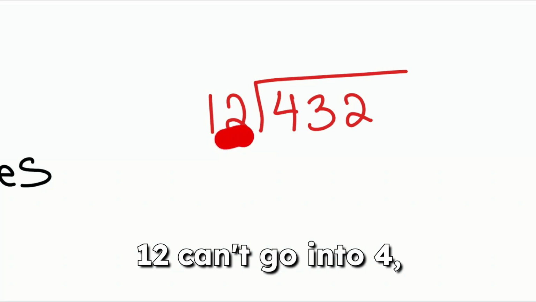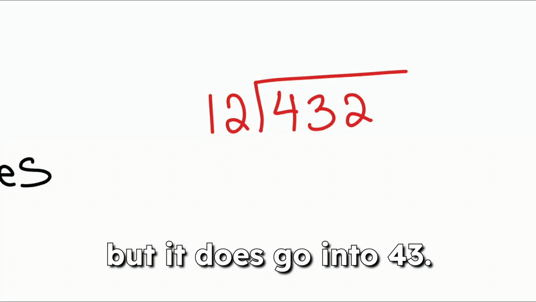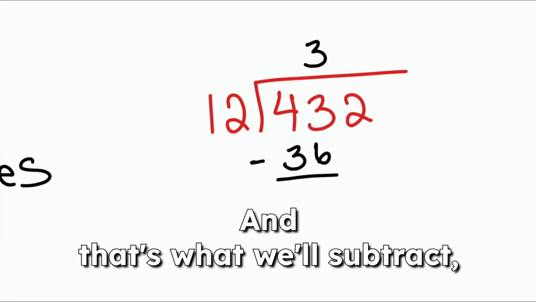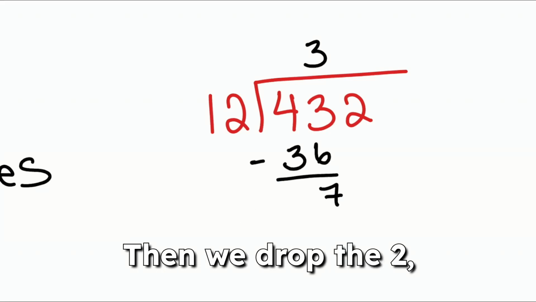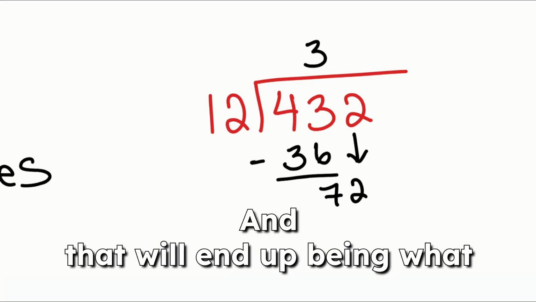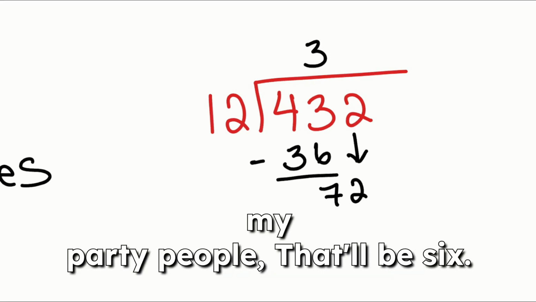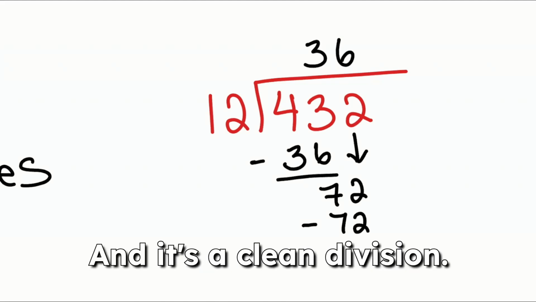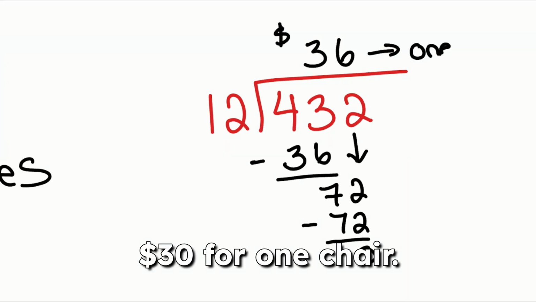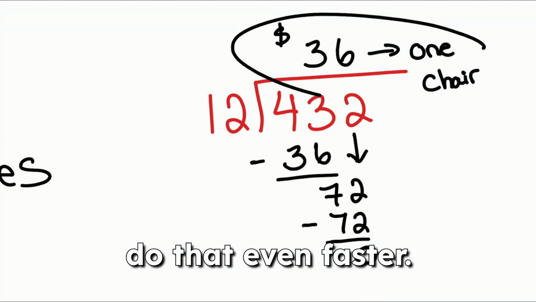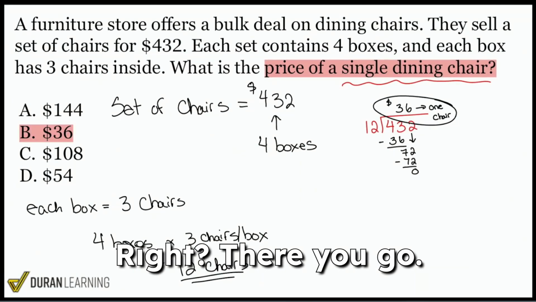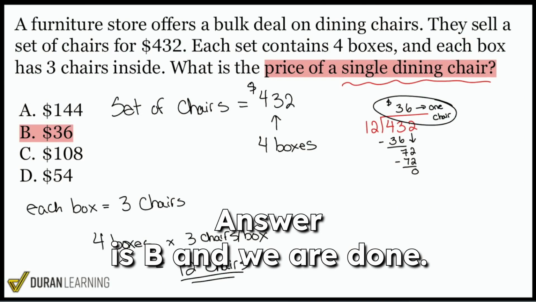So here we go. 12 can't go into 4, but it does go into 43. 12 goes into 43 how many times? That's going to be 3 times. 3 times 12 is 36, and that's what we'll subtract, leaving 7 behind. Then we drop the 2, and then we ask ourselves, how many times does 12 go into 72? And that will end up being what, my party people? That'll be 6. Nice and easy. And it's a clean division, and we are done. So there we go. $36 for 1 chair. And notice how we can do that even faster than the first time around. I love seeing that, right? There you go. Answer is B, and we are done.